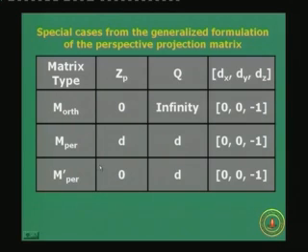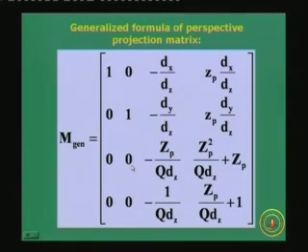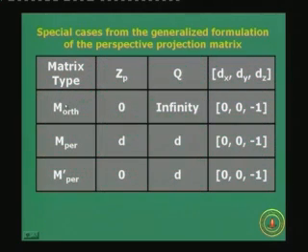A special case of M prime bar or dash is the case when Zp is equal to 0 and Q is at D. That means the projection plane is now at the origin, and the center of projection is at a distance D, and if that is the case, you get M prime. I expect you to obtain the special cases of these matrices by substituting these conditions on the elements of this generalized matrix, and get the special forms of the orthogonal and perspective matrices.